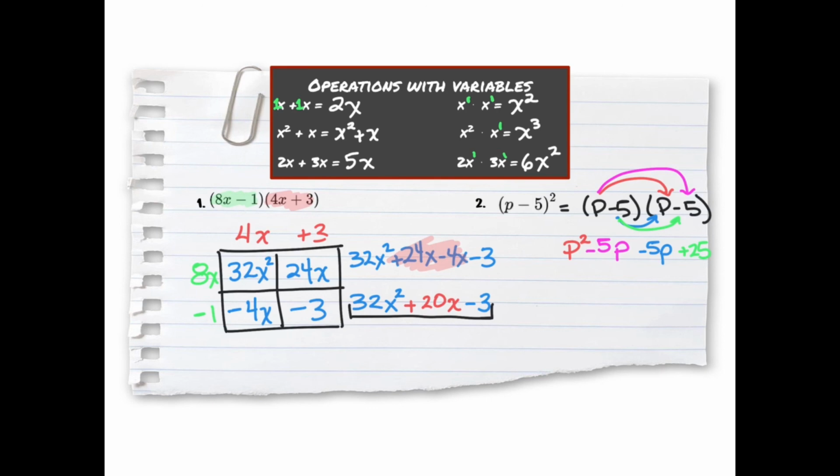So now, what's going to be my final answer? The p to the second power, nothing happens to it. But when I take a look at the p's, I have like terms. Same variable, same exponent. So I'm going to be able to add them together. That'll be negative 5 and negative 5, negative 10p. And then at last, we're going to have our positive 25. At this point, there's no like terms. We're done multiplying. This is my final answer.